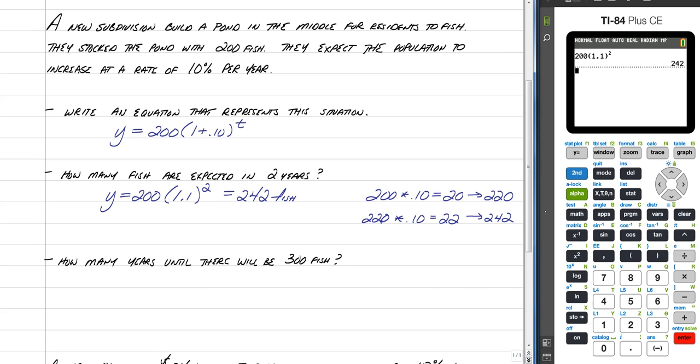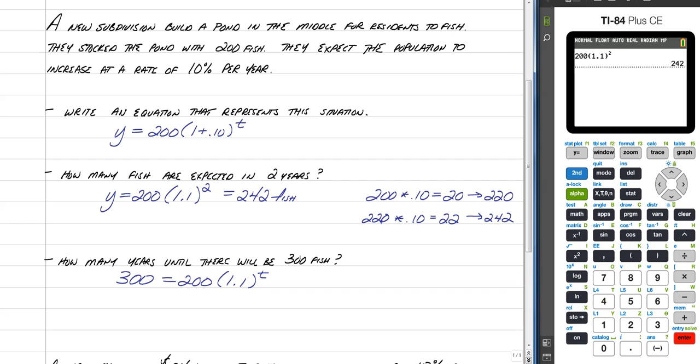Okay? How many years until there are 300 fish? Well, that means you're just going to set it equal to 300. It is equal to 200 times 1.1 raised to the t power. So we have an issue here. You do not know how to solve an equation algebraically yet when your variable is the exponent. Now you're going to learn how to do that in this unit, but for right now you don't know how. So how would you predict it?